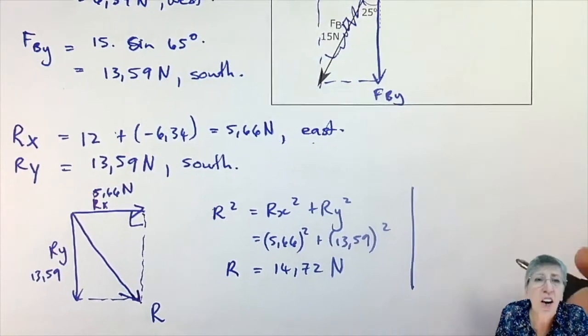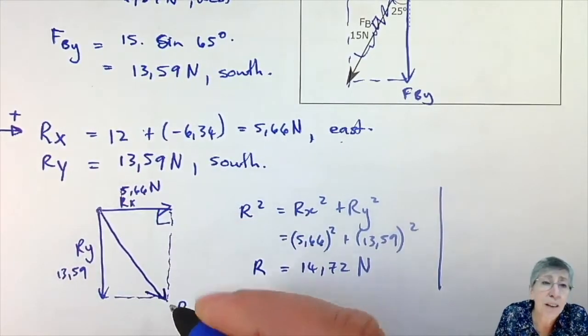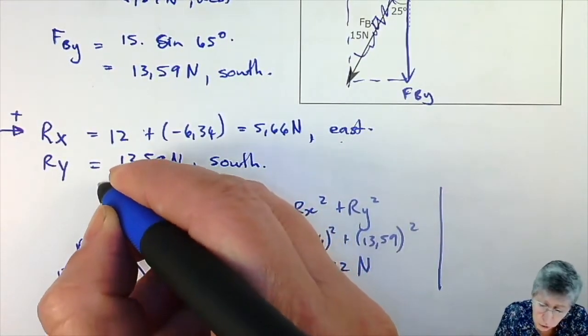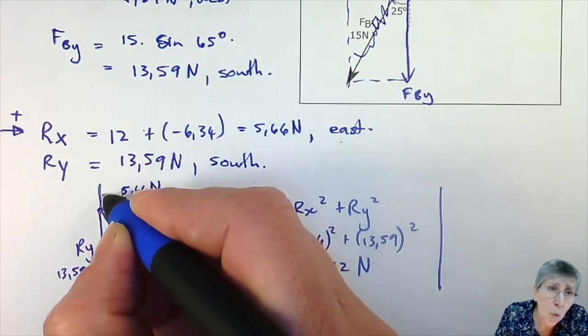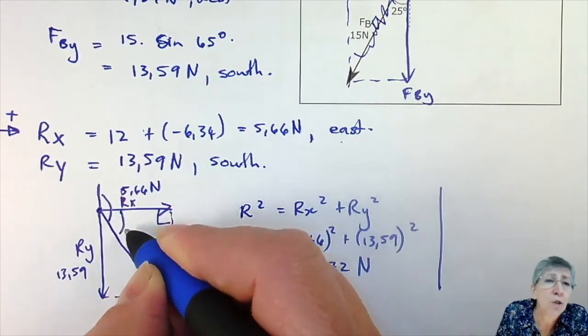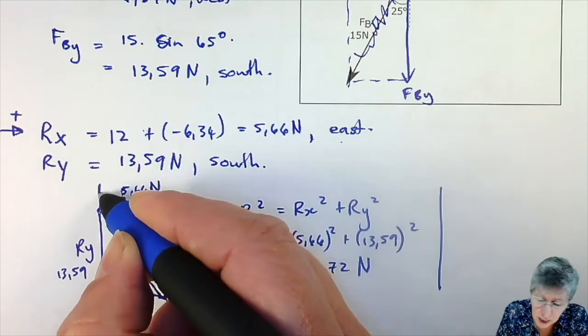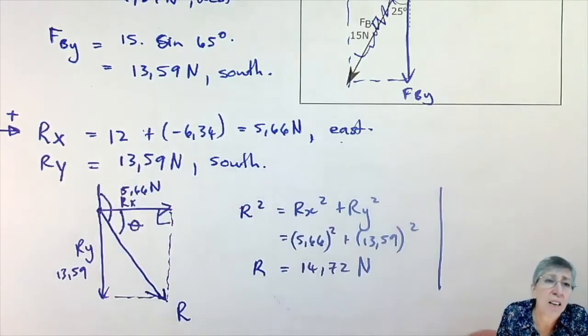Now we need the direction. Now let's look at this one. That is the starting point of my vector. So I'm going to measure from north clockwise up to my vector. So I'm going to first work out this one as my theta, and then I'm going to add the 90-degree angle there at the top.